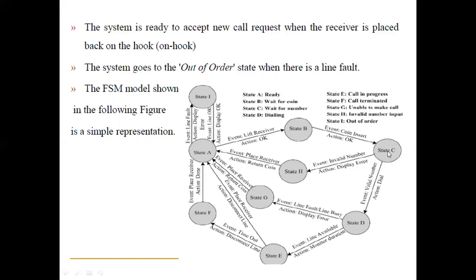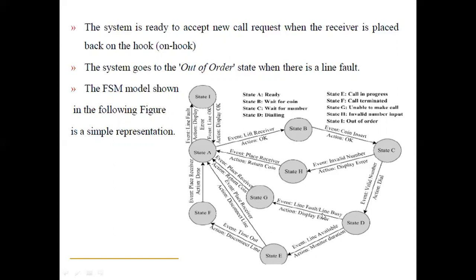In state C, it will check whether it is a valid number or an invalid number. If it is an invalid number, it displays an error and goes to state H, where the receiver is placed back, the coin is returned, and it goes to the initial state. If the number is valid, we dial, and it goes to state D, where the line is either busy or connecting.